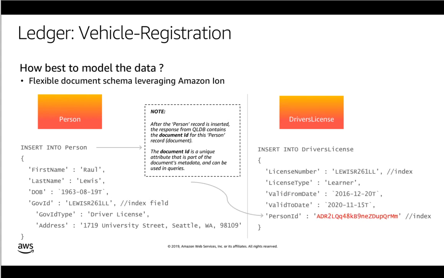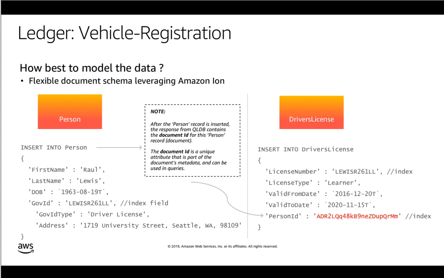How do I visualize this data in QLDB? As you can see, I'm using a flexible document schema that leverages Amazon Ion. I don't really have to know upfront what particular table schema to use. So in this case, I insert a document into the person table with certain attributes such as the first name, the last name, the date of birth, gov ID, etc.